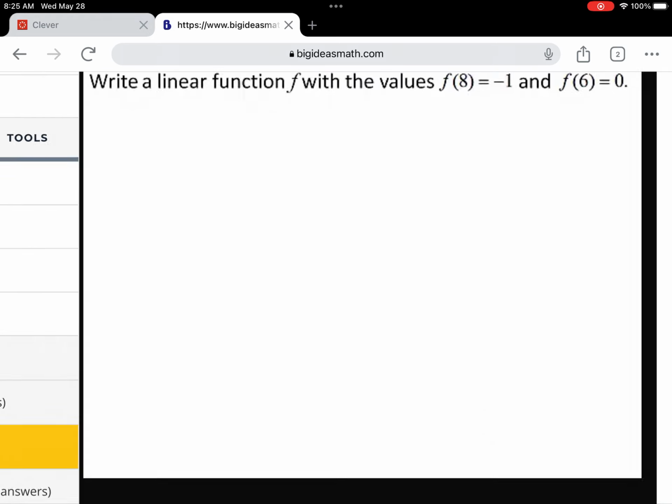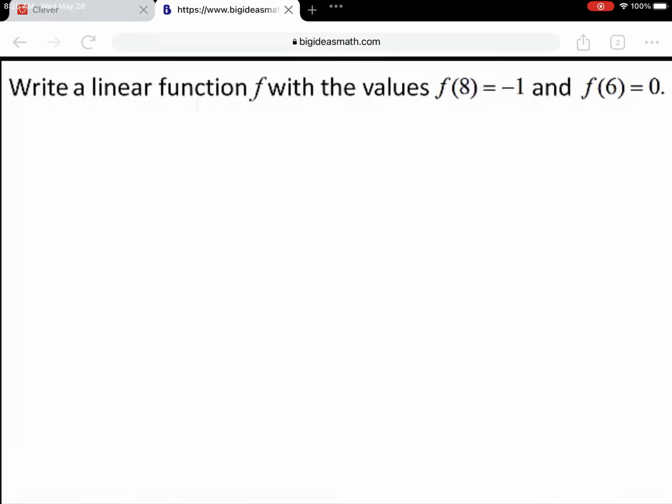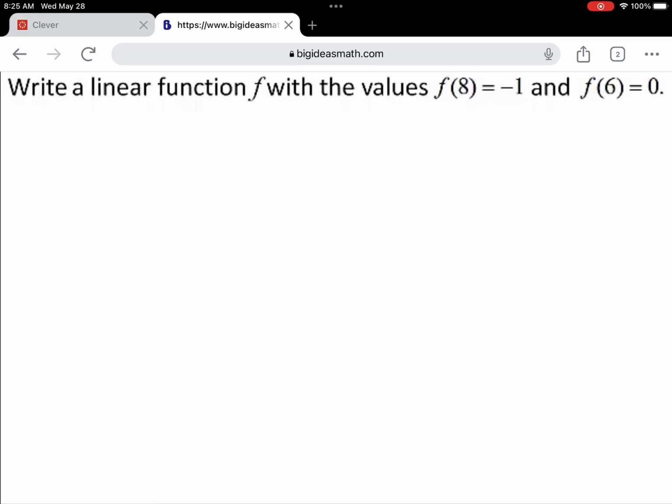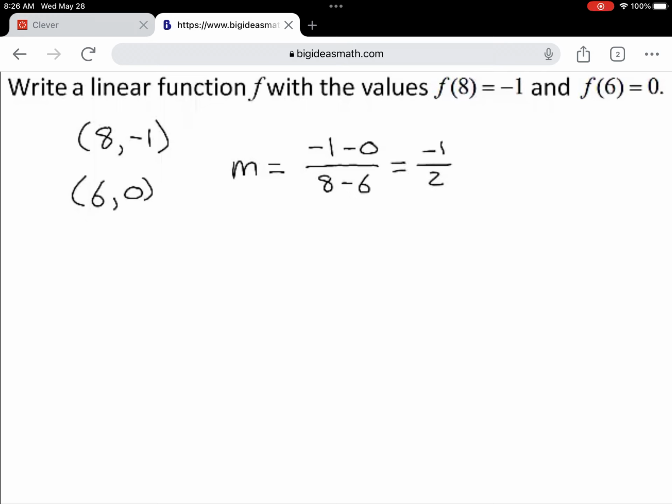Write a linear function f with the values f of 8 equals negative 1 and f of 6 equals 0. Notice that f of 8 equals negative 1 can be written as the point (8, -1), and f of 6 equals 0 can be written as the point (6, 0). First, find the slope of the line that passes through the given points. The slope m is given by m equals the quantity negative 1 minus 0 divided by the quantity 8 minus 6, which simplifies to negative 1 divided by 2, or negative 5/10.